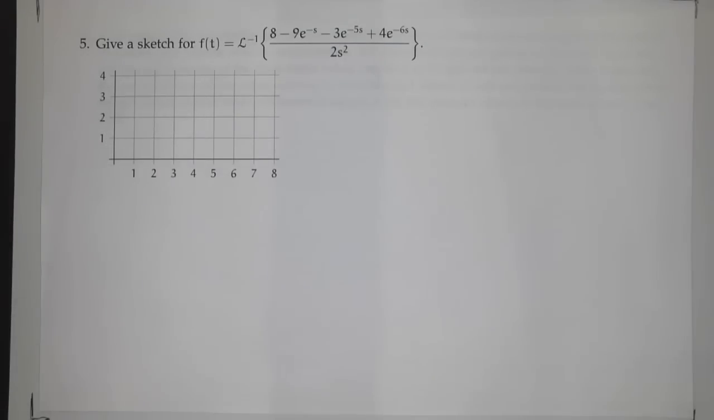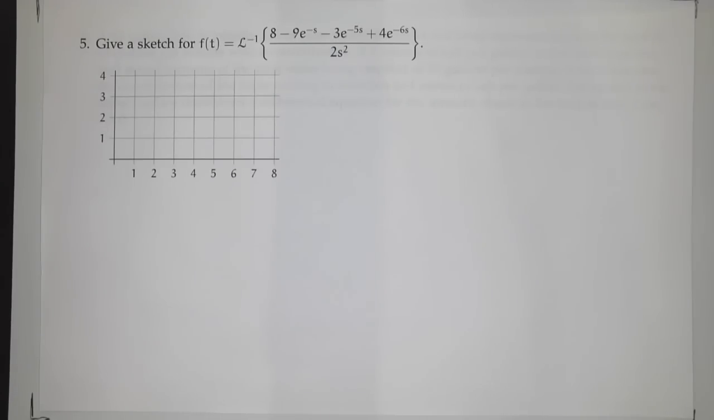Okay. I think that's our last problem, which has multiple parts. For the rest of it, we're going to fly. All right. Relatively speaking. Number 5. Give a sketch for the function, the inverse Laplace of 8 minus 9 e to the minus s minus 3 e to the minus 5s plus 4 e to the minus 6s, all over 2s squared.